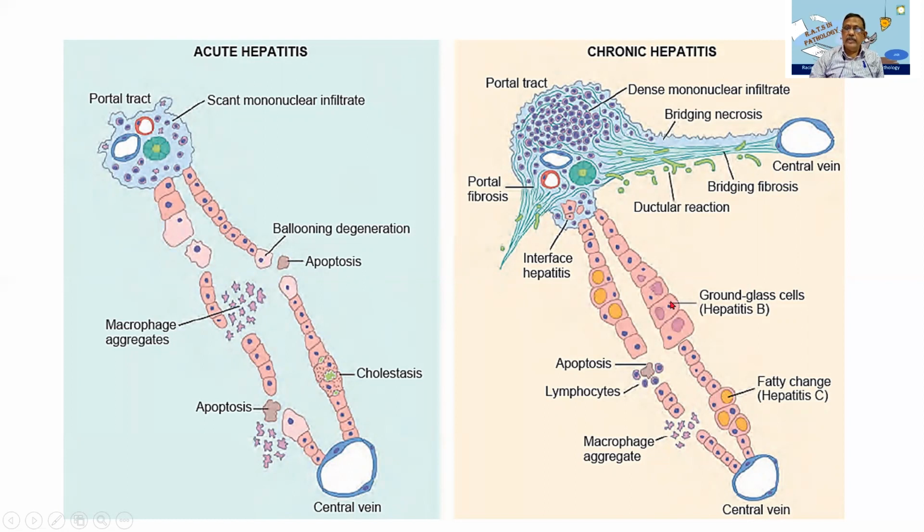The cytoplasm has got a ground glass appearance. A ground glass cytoplasm, I will be showing you the picture of it. Aggregates of lymphocytes and macrophages. So these are the ones. The main difference will be the density of inflammation that can be seen, and there can be a fatty change, ground glass hepatocytes.